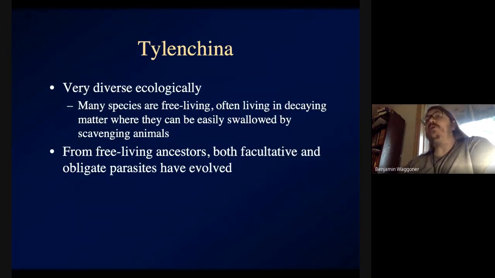Tylenchids are very diverse ecologically. Many species are free-living. Many of them live in decaying matter. C. elegans is not a tylenchid, but it's the same deal, that it tends to live in places like compost piles. Scavenging animals will often swallow them easily, and so it's been fairly easy for tylenchids to evolve both facultative and obligate parasite stages.